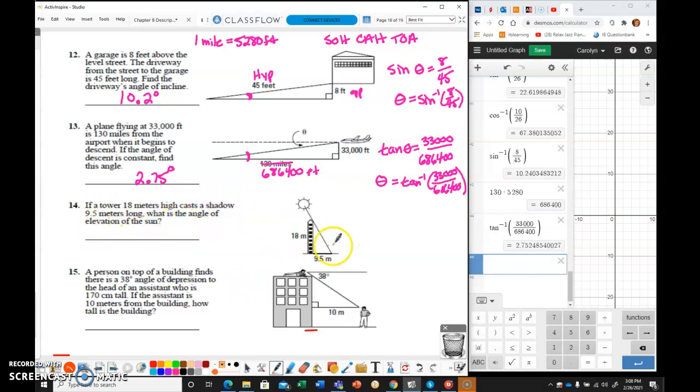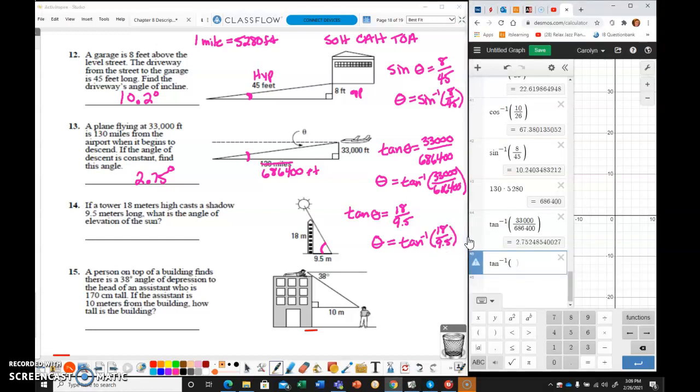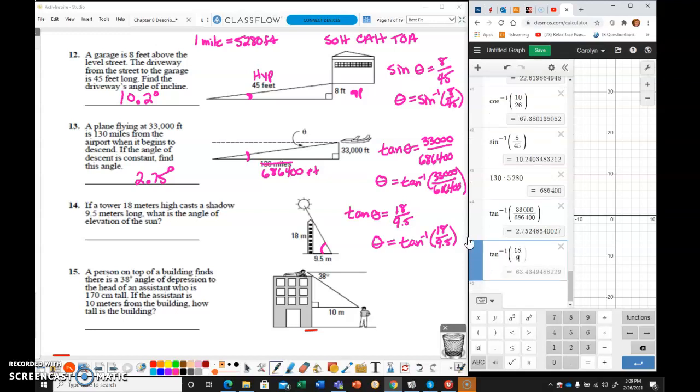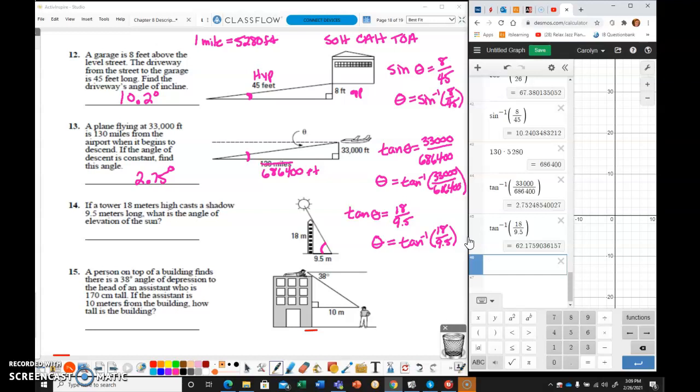Okay, so now we have a tower casting a shadow. And what's the angle of the elevation of the sun? So that means this is the angle here we're looking for. So compared to that angle, we have the opposite and the adjacent. So again, that's going to be the tangent is equal to the 18 over the adjacent, which is 9.5. So to figure out the missing angle, I'm going to do the inverse tangent of 18 over 9.5. So inverse tangent, 18 divided by 9.5 would get me 62.2 degrees.